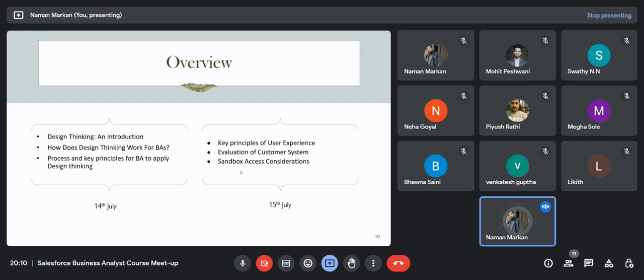Today we will be looking into design thinking: why design thinking is important, what exactly design thinking is all about, how design thinking works for a BA, what the process involved in design thinking is, and what key principles a BA should apply. So today we will be looking at design thinking.